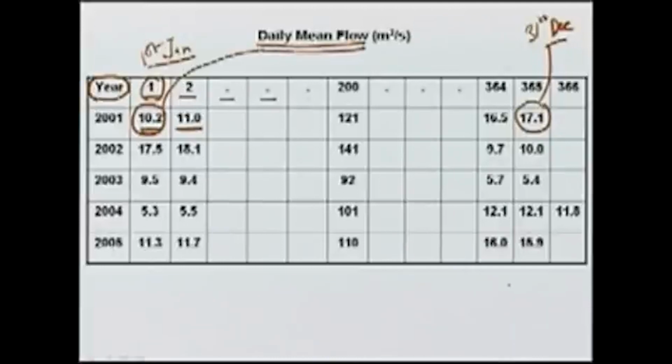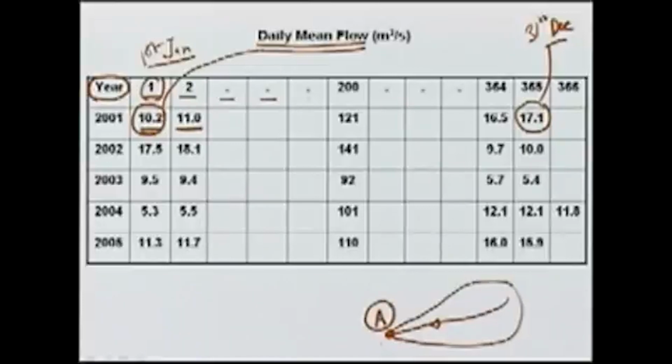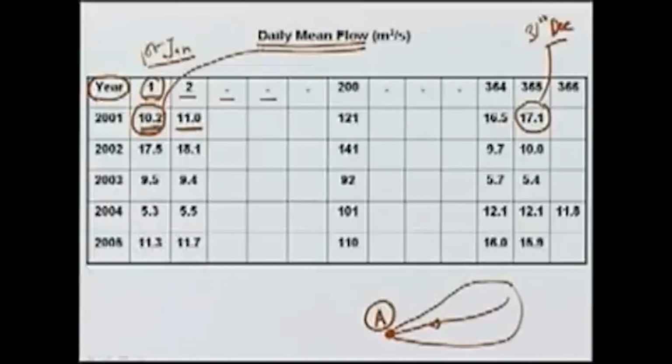passing at that point. So, if we have a catchment and there may be a river, and then there is a gauging station here at point A, then measuring the stage at point A, we can convert that into discharge, and for the daily discharge data we can obtain the mean daily discharge at that point A for different times of the year. So, on 1st January we can see that the mean discharge was 10.2 meter cube per second, on 2nd it was 11, and similarly we have data for all other days. At day 200 the discharge is quite high at 121 meter cube per second, and similarly at the end of the year it is 17.1 meter cube per second.